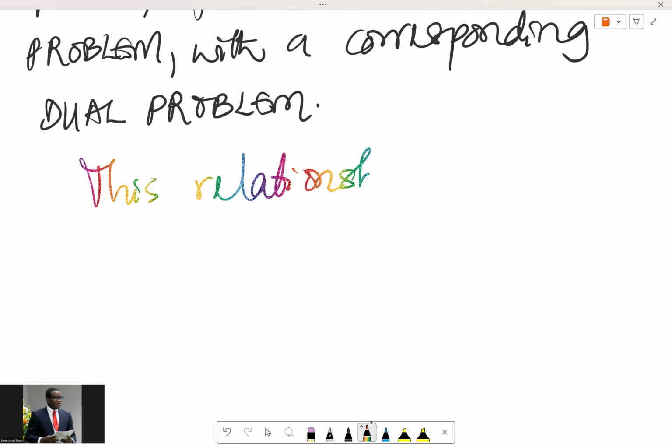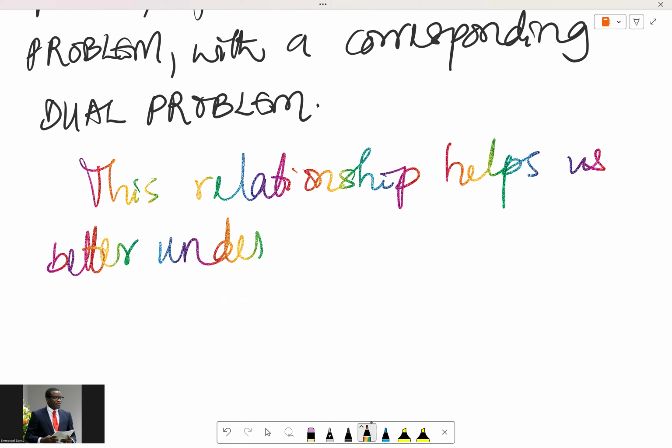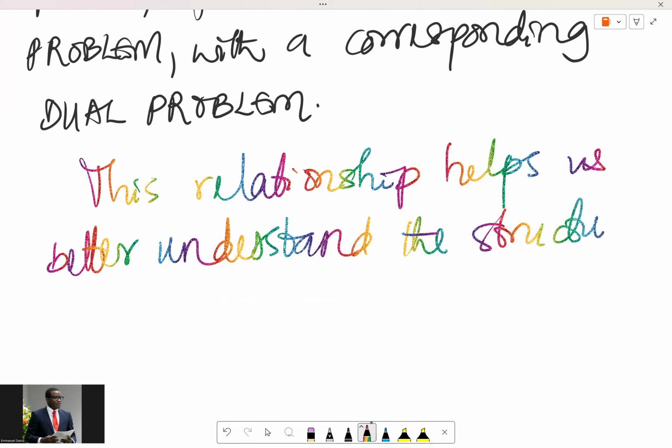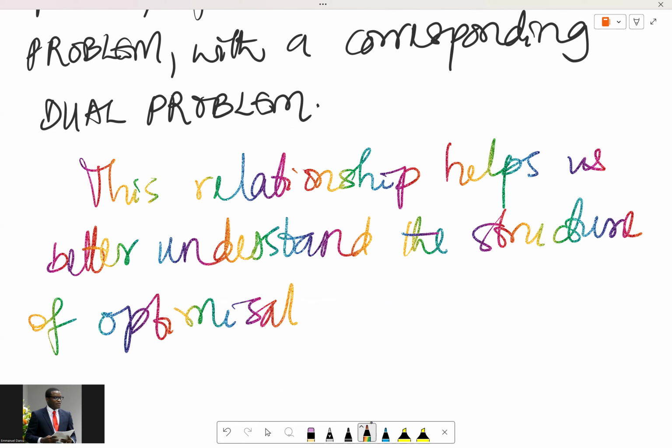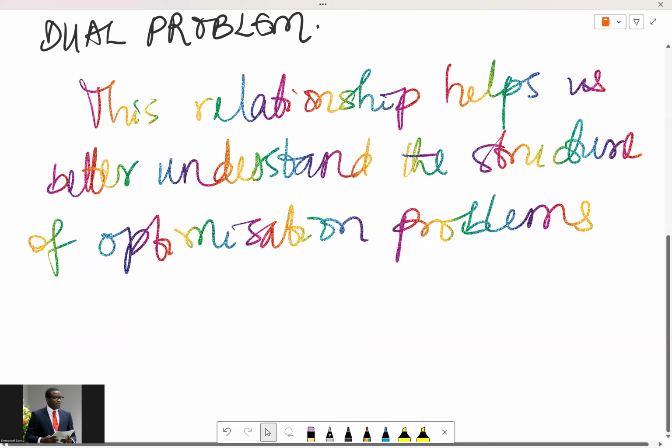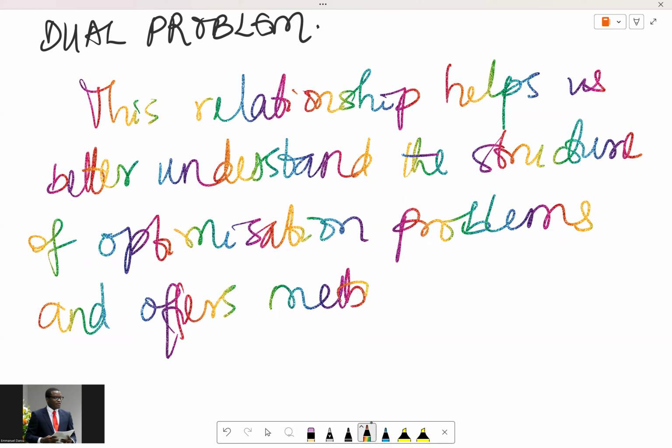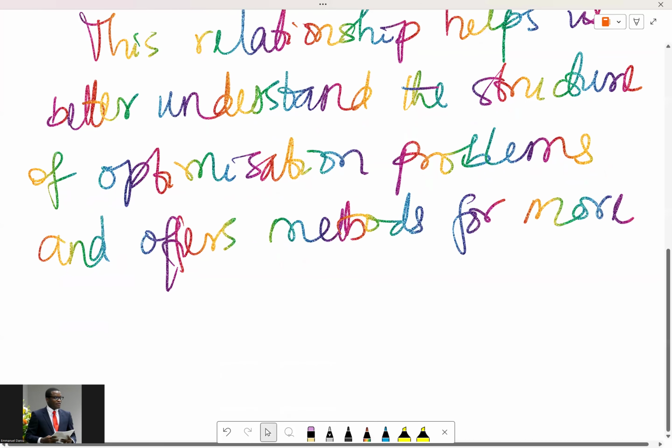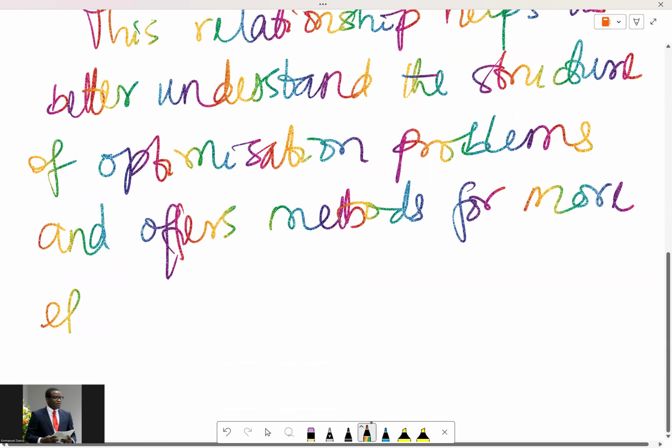Now, this relationship helps us better understand the structure of optimization problems and offers methods for more efficient problem solving.